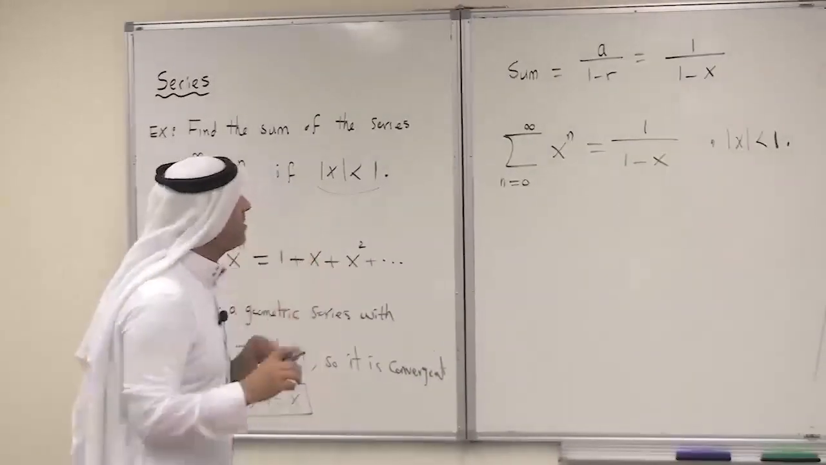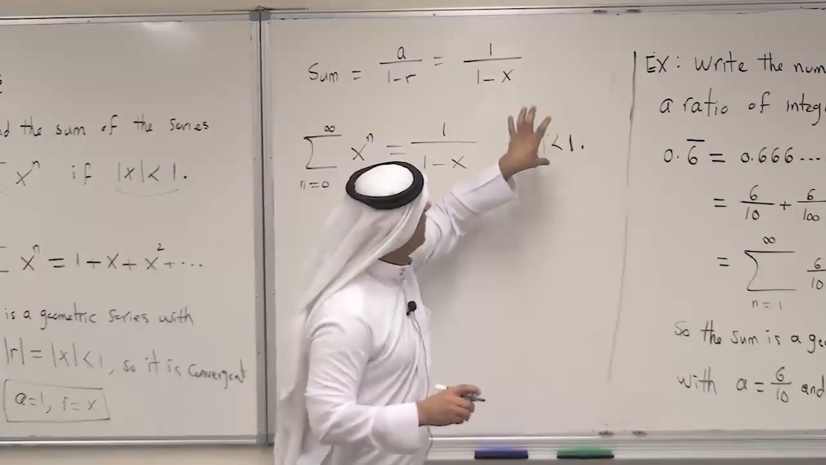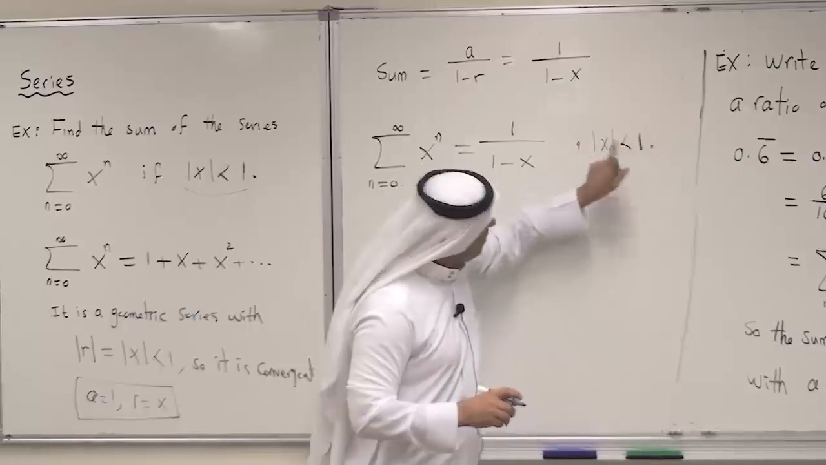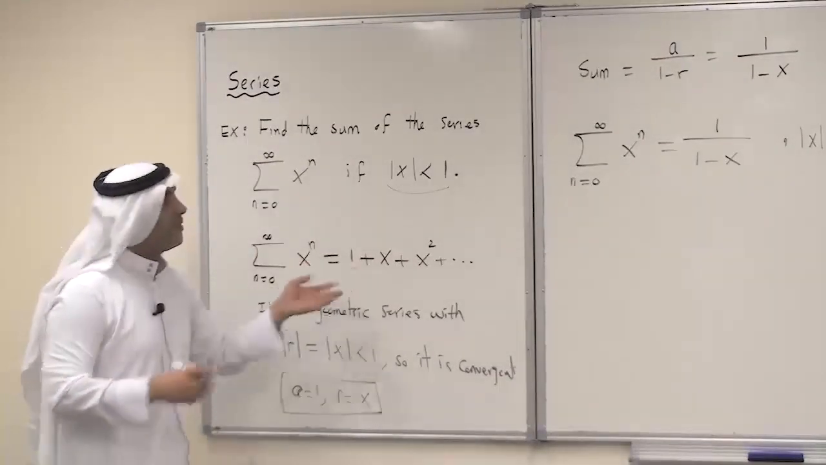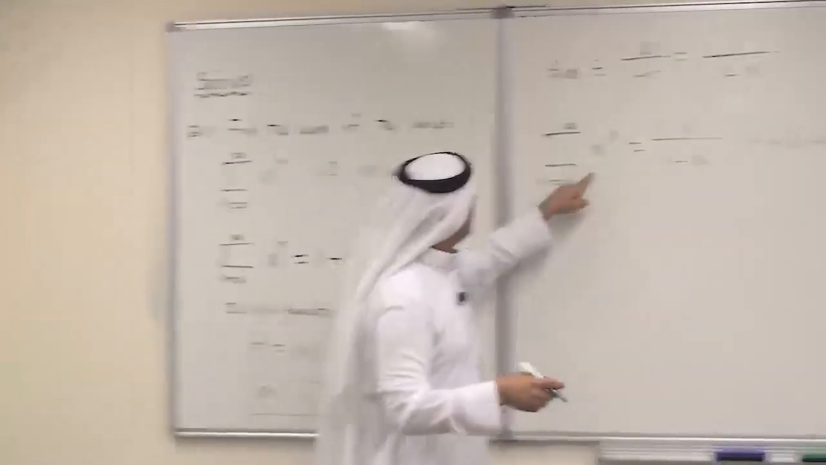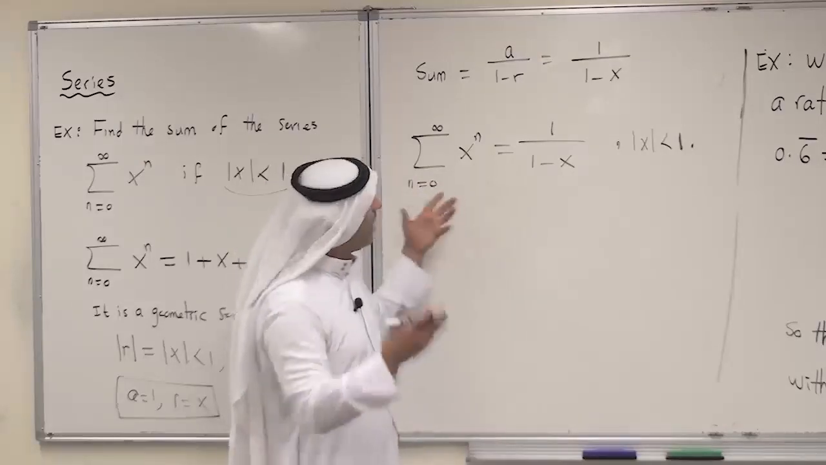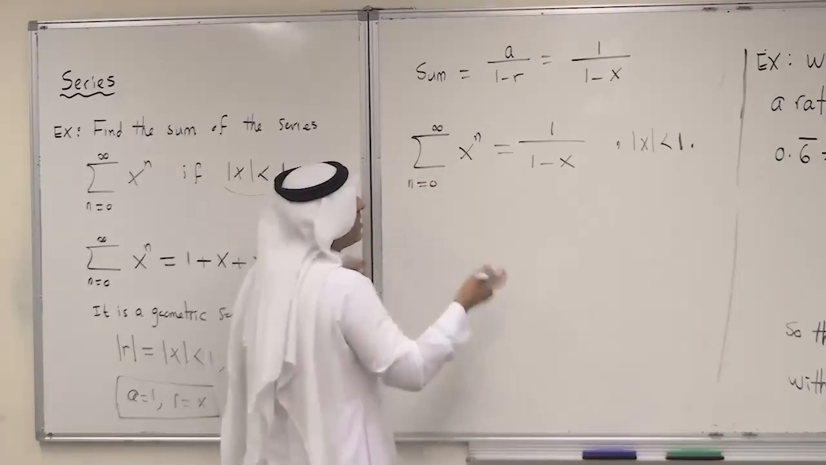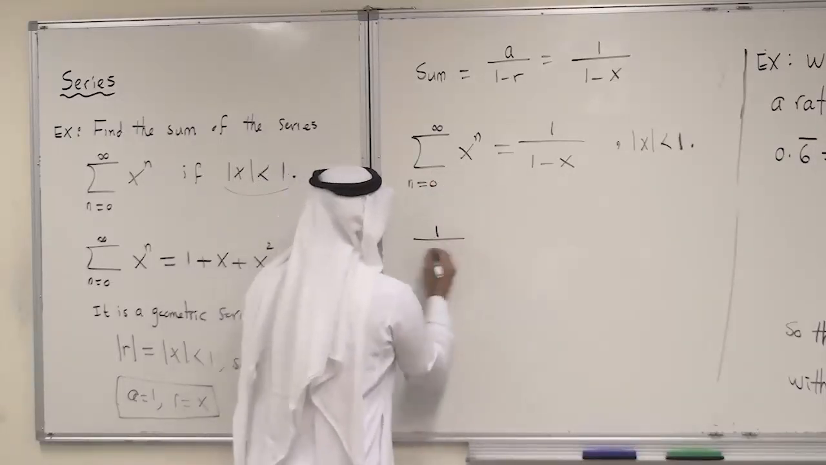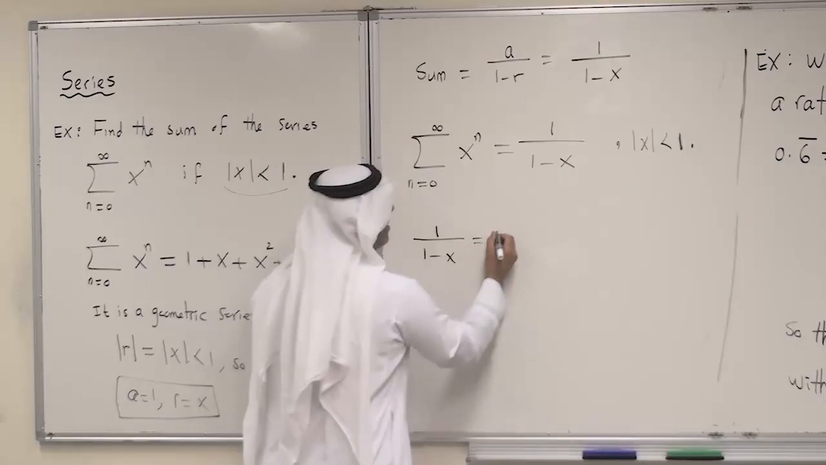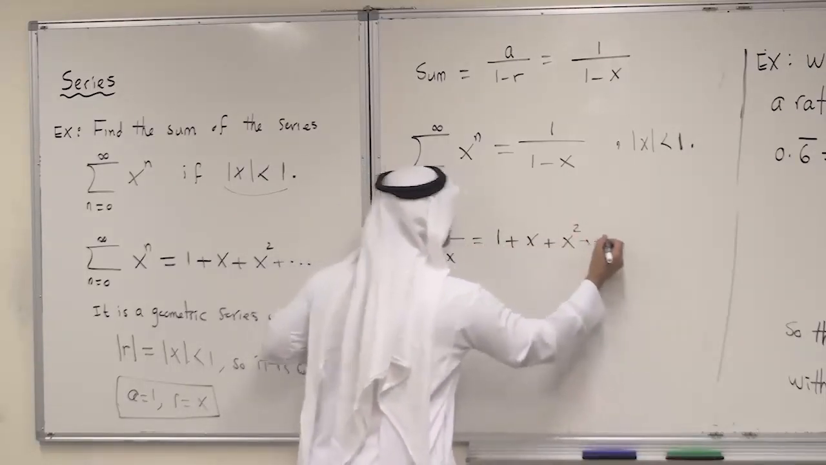Let me make this clear for you. Why is it very important to specify that the absolute value of x is less than 1? First, because it is a geometric series, and a geometric series converges only if this is less than 1. So it's like we say that the domain of this is only between -1 and 1. Why is this very important? Maybe someone will come and say, okay, you said this is equal to this, so it means 1 over 1 minus x is equal to 1 plus x squared plus, and so on.